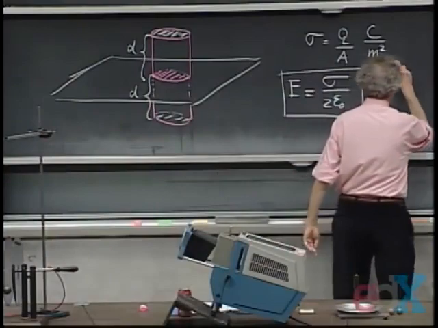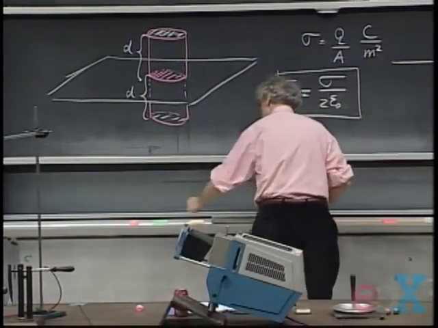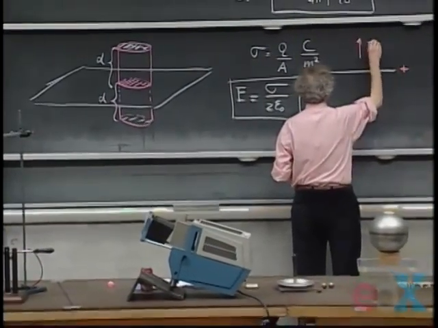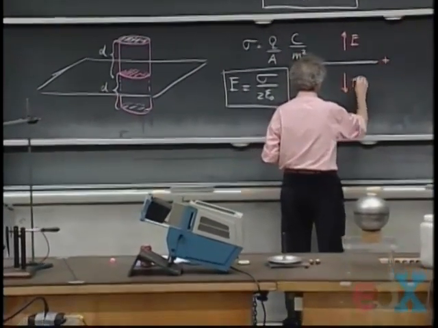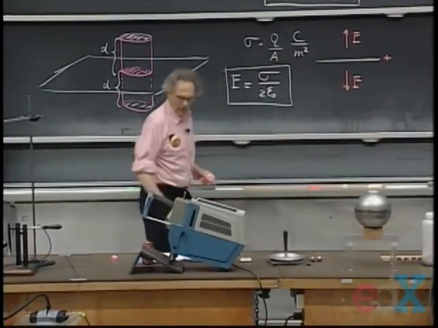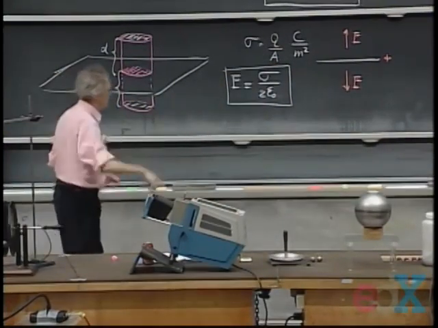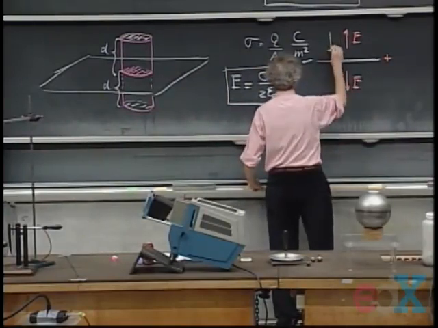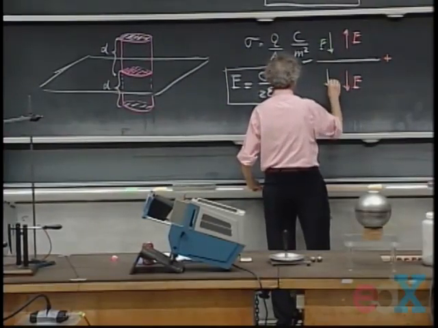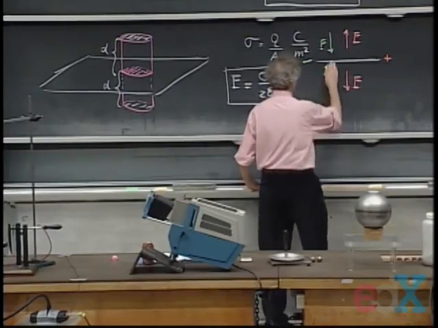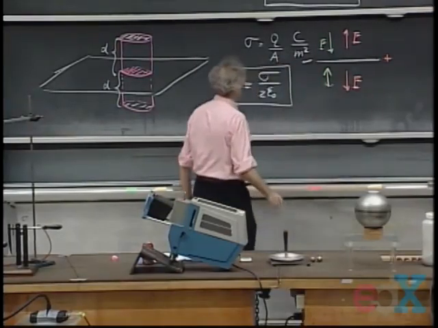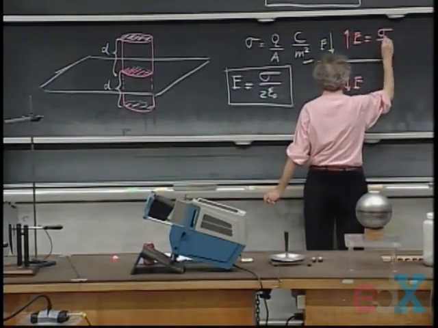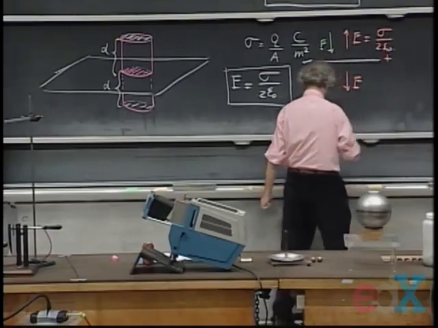So if this is that plane, and if the plane is positively charged, then E would be like this here, and E would be like this here, and it would be independent of distance. And if it is negatively charged, the E would be like so, and it would be like so, pointing towards the plane. And in all cases, the magnitude would be sigma divided by 2 epsilon 0.